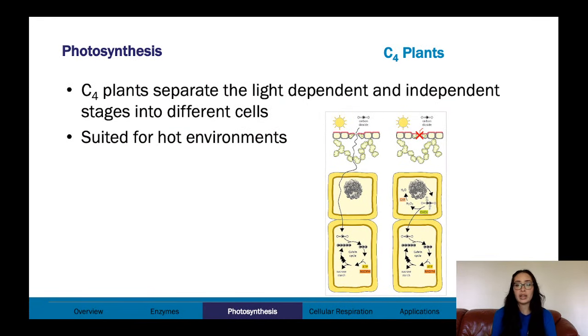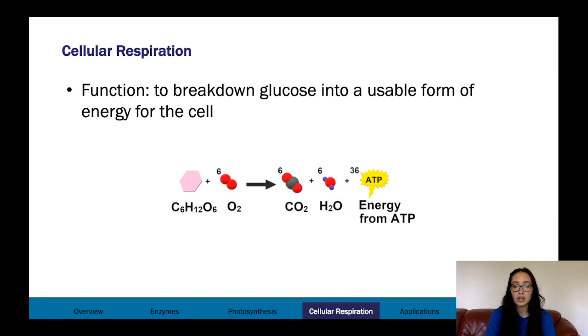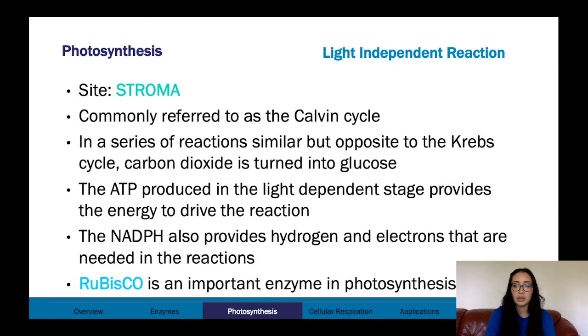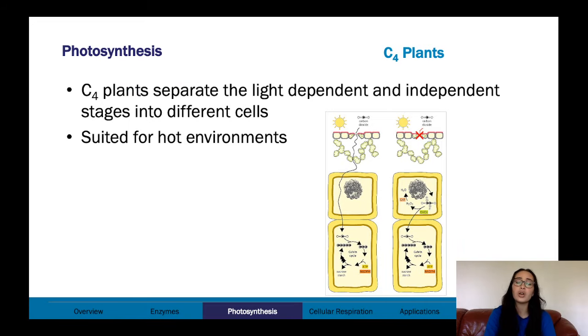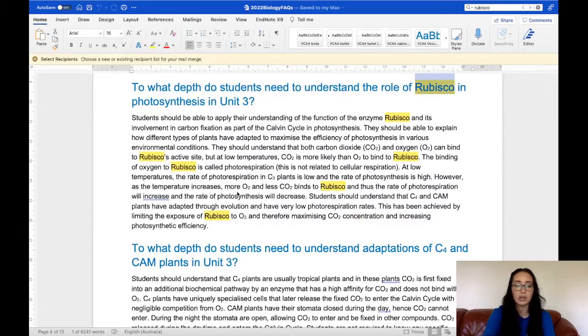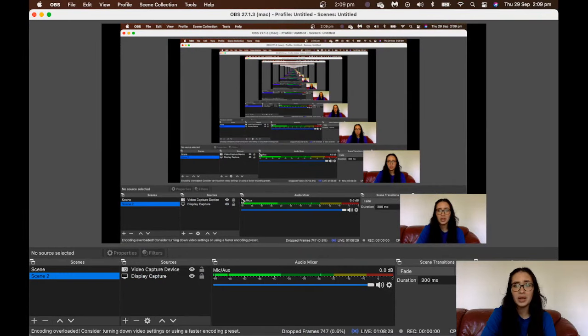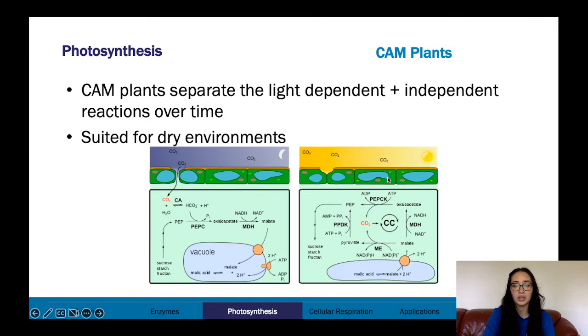You've got three different types of plants: C4, C3, and CAM plants, which we'll talk about. C4 separates light-dependent and independent reactions into different cells. CAM plants separate them into different times, and C3 plants are the normal plants, I'm pretty sure. I know I've got no information here, but I think there is more on this document too. There's a bit more info here as to why we do that, but I don't have enough time because we're already running quite a bit over.